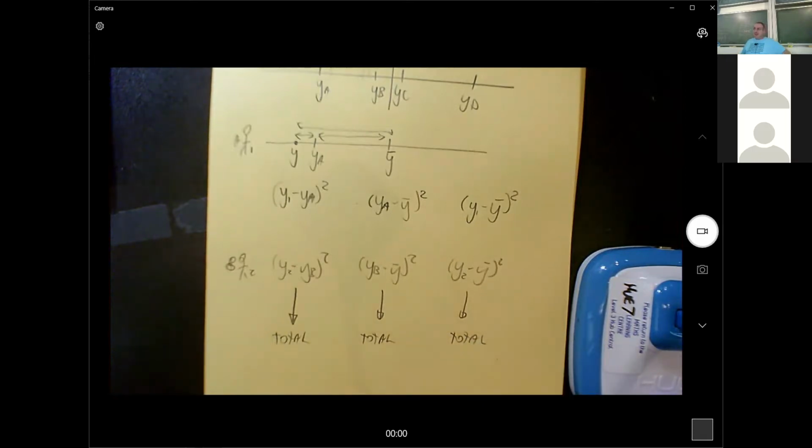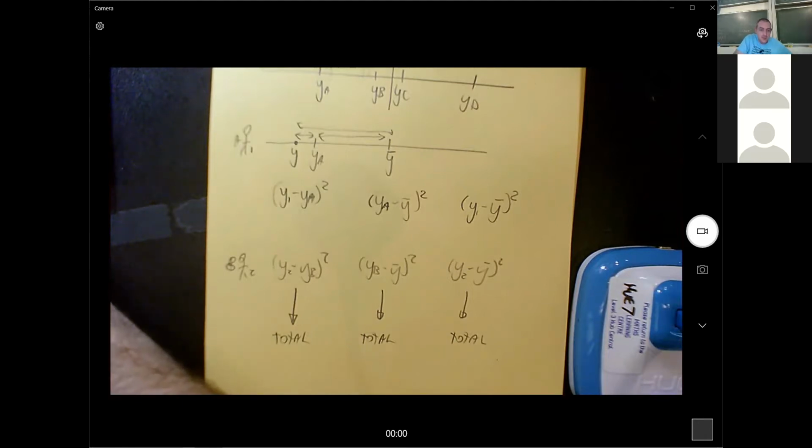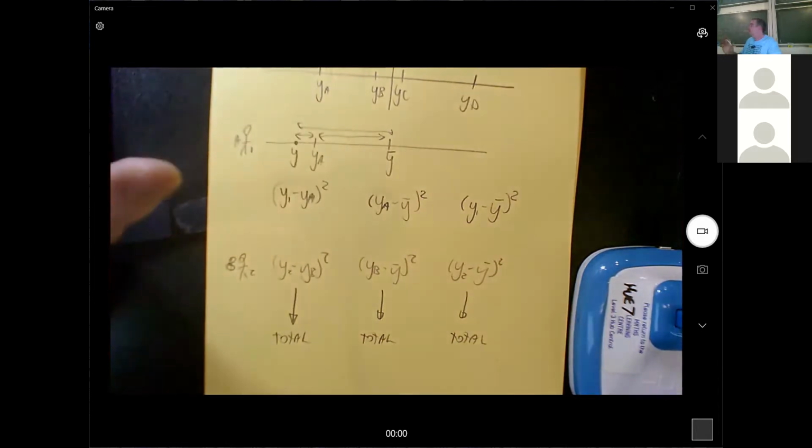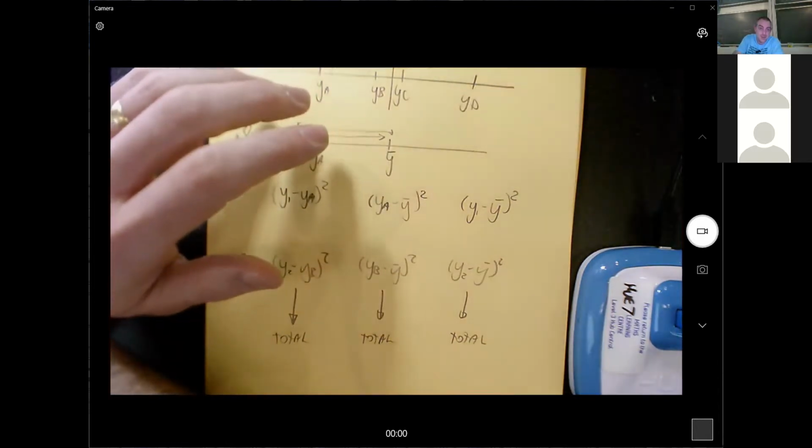Are you ready? Right. This is called, give me a second. Not that one. Right. Well, I lost my Zoom again.